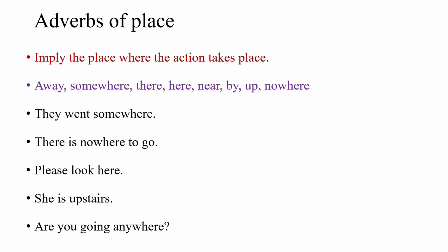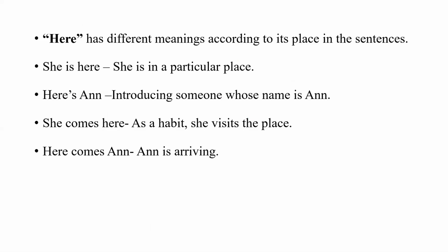Are you going anywhere? When it comes to the adverbs of place, the word here has different meanings according to its place in the sentence. She is here. It means she is in a particular place. Here is Anne, introducing Anne to someone. She comes here. It means she comes here as a habit. She visits the place frequently. Here comes Anne. It means Anne is arriving. Now here you can see that we can use here in different places with different meanings.